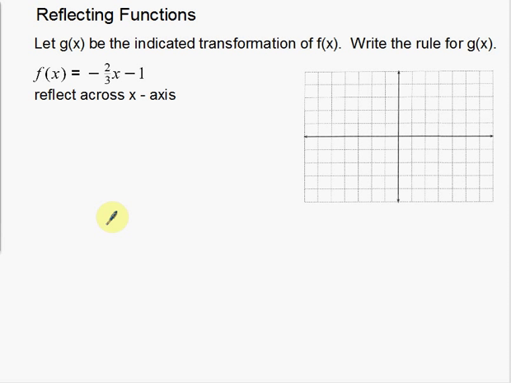In this video, I'm going to talk about reflecting functions. This is going to be a video where I just go over a couple of examples of how to reflect a function, either across the x-axis or the y-axis. Okay, so let's go ahead and get started.